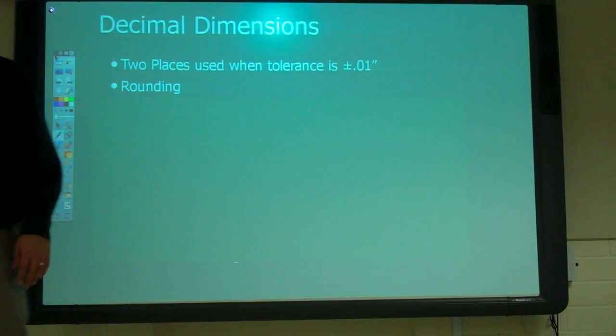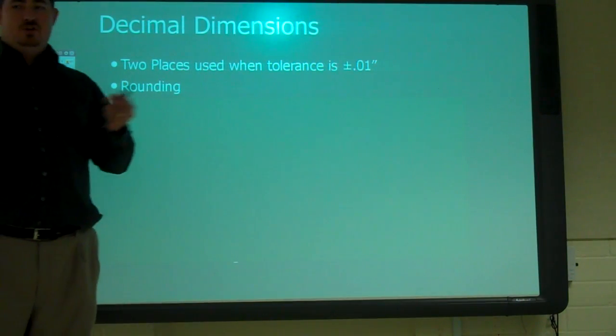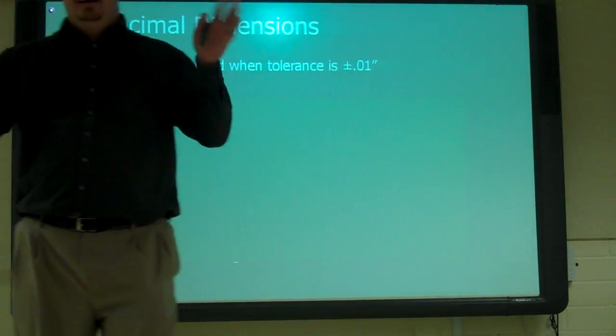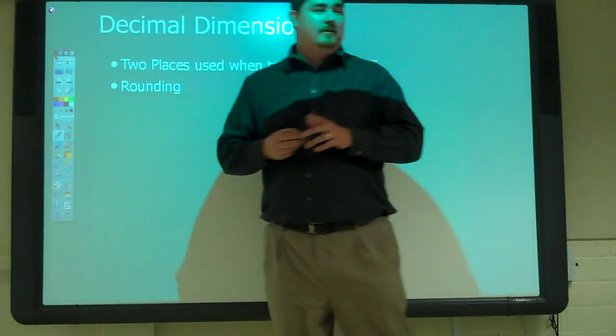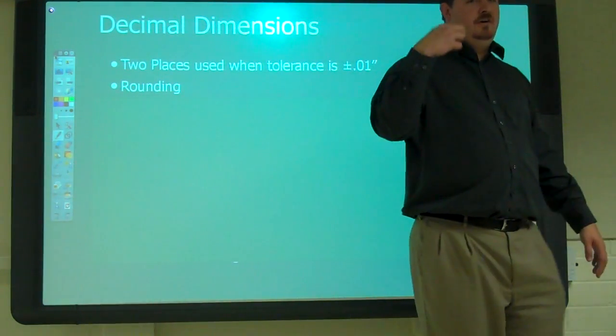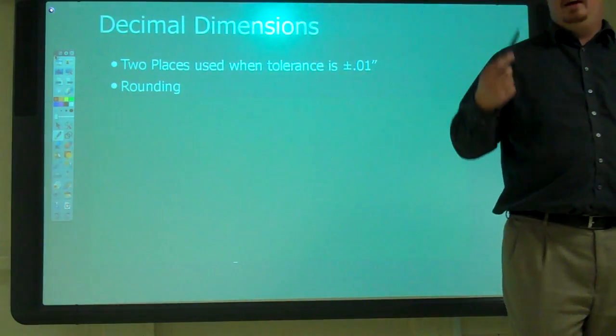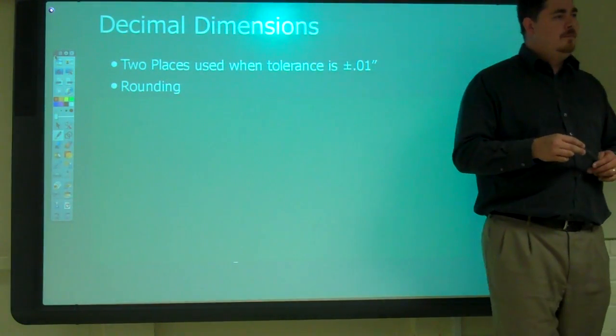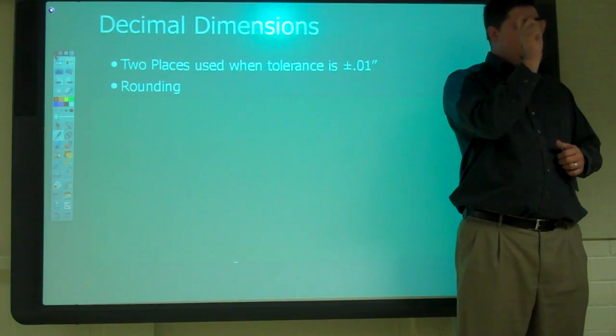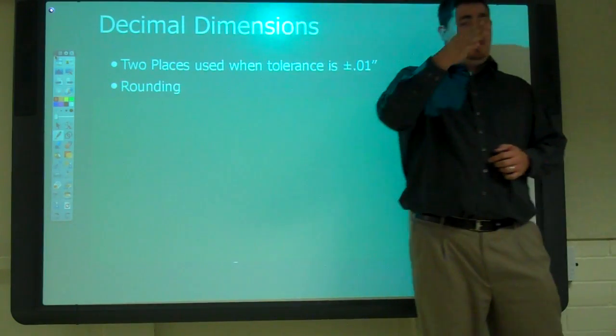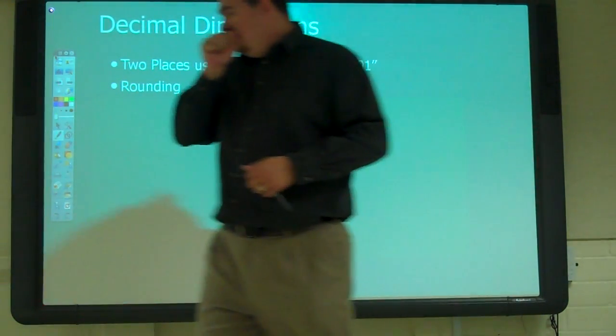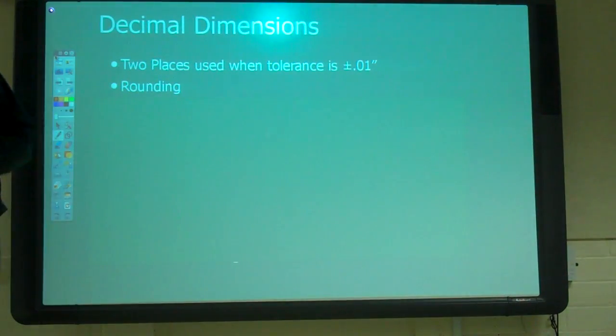So now we're talking about dimensions and rounding. If we draw things, usually we'll try to get things to nice clean decimals, so maybe like an eighth of an inch, or a quarter, or a half, or 3/8 or 5/8, something like that. But on our drawing, we don't always want to show all those decimal places, because we have to pay for zeros.